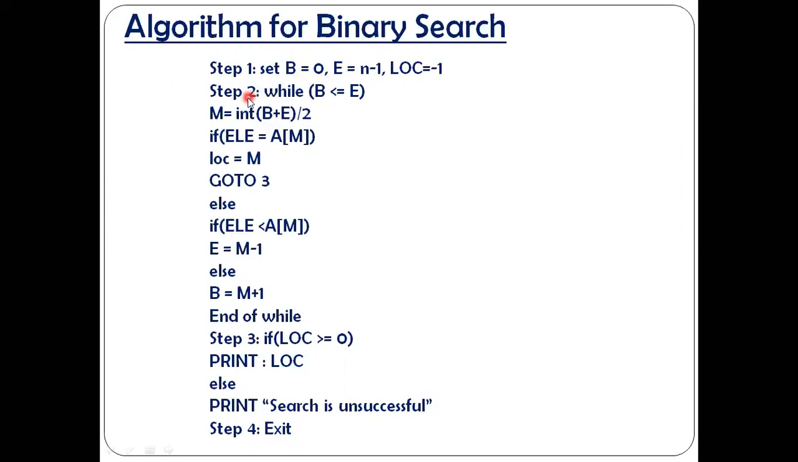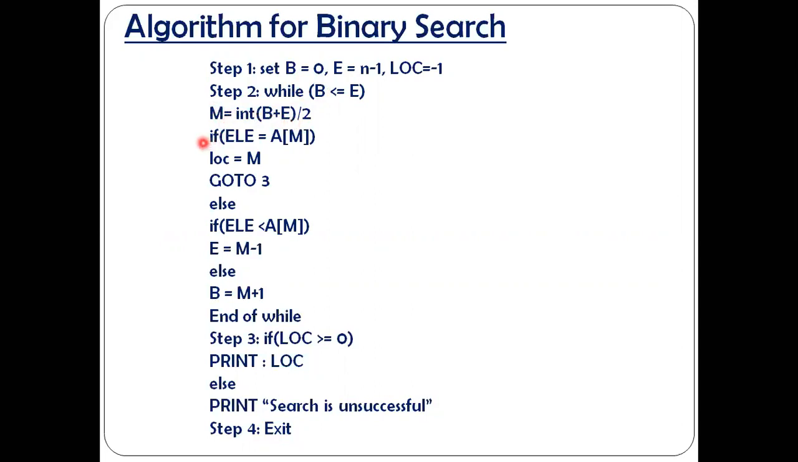E. Now step 2, while b is less than or equal to end. What is the value of b? We initialized it in step 1, b is 0, end is equal to n minus 1, 5 minus 1 is 4. So 0 is less than 4, yes it is true. When this while loop is true, we'll execute the statement m equals int of (begin plus e) divided by 2. What we are doing is identifying the middle element's position. So 0 plus 4 divided by 2 gives the answer 2. 2 is assigned to m.